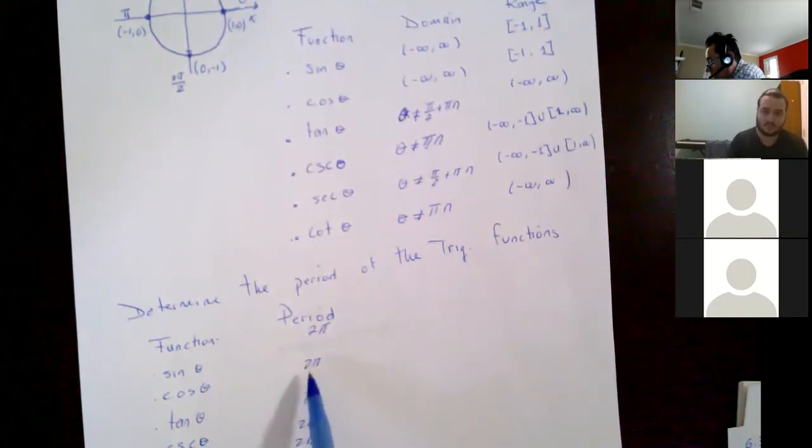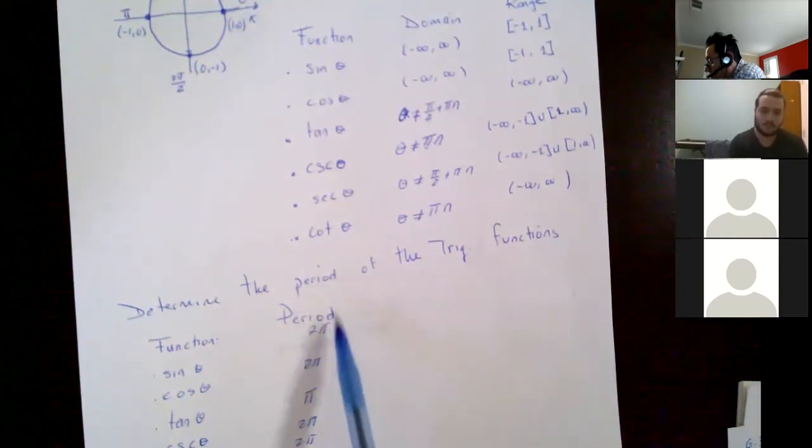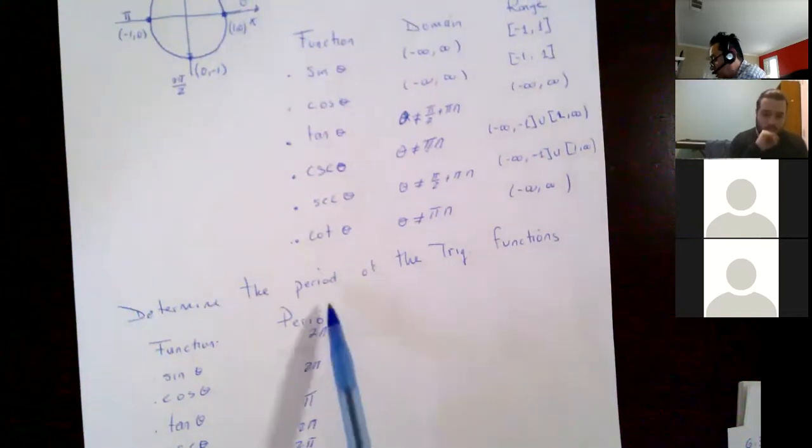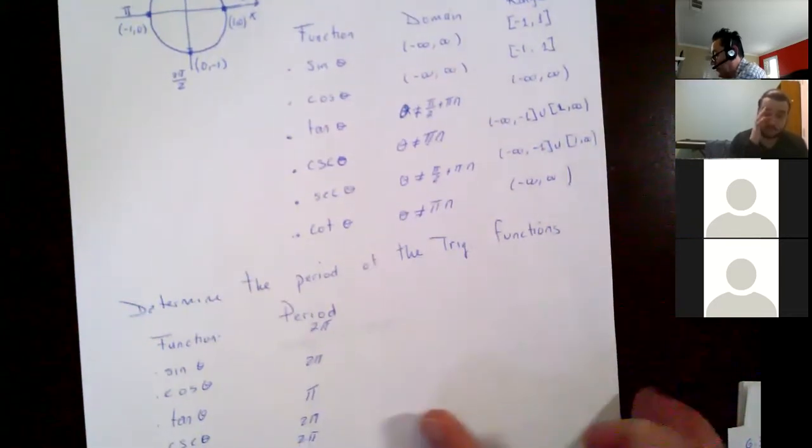Okay, so again, the period is when the waveforms complete one cycle and start repeating again. That's what the period is. Ready? So let's continue with the next page.